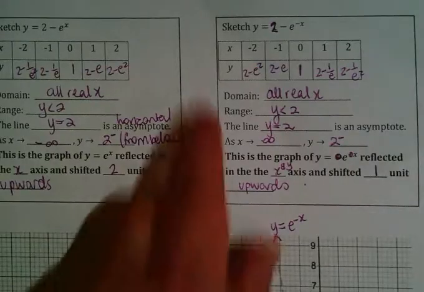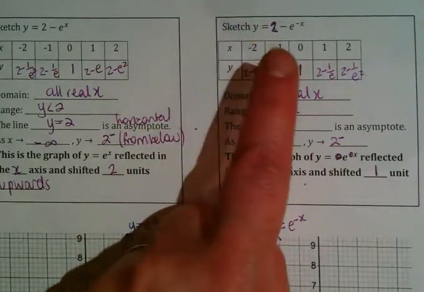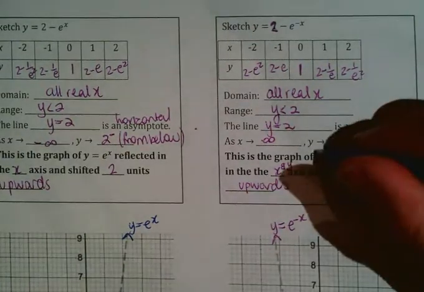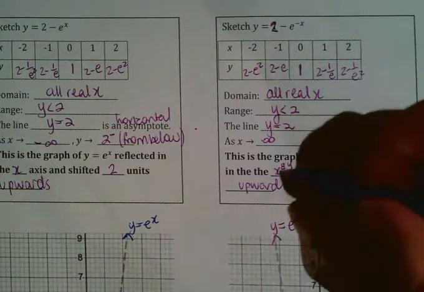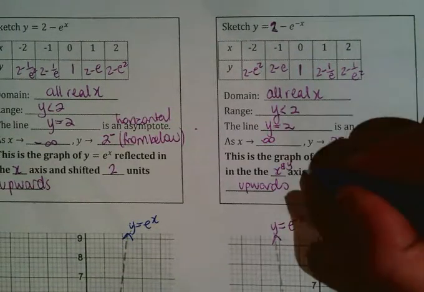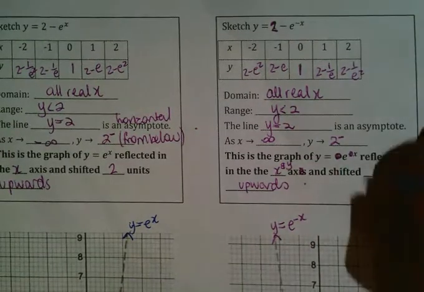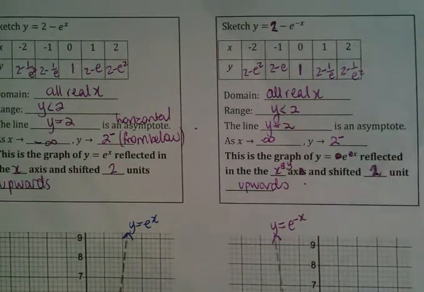Okay, and if you can just fill in your table of values and just check your answers here, you should be fine. And sorry about that. That is y equals e to the x reflected both in the x and y axes, and then shifted 1 unit. Sorry, 2 units. Sorry, that's wrong. 2 units upwards.